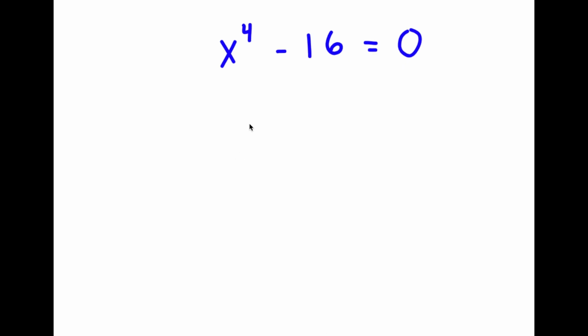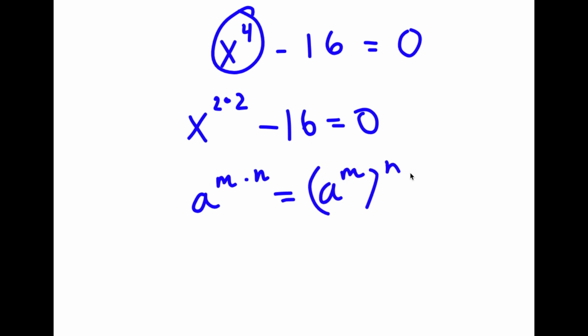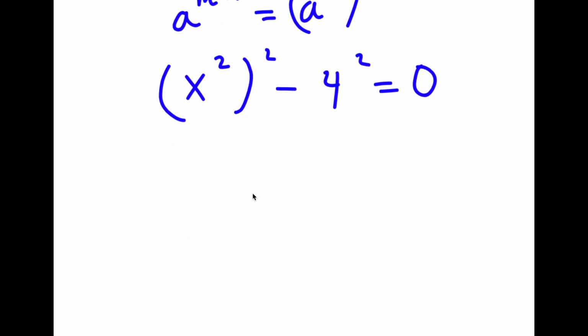Alright, so in this problem, I have x to the power of 4 minus 16 is equal to 0. So what I'm first going to do is rewrite x to the power of 4 as x to the power of 2 times 2. And if I have something in the form a to the power of m times n, this is equal to a to the power of m to the power of n. So x to the power of 2 times 2 is going to equal x to the power of 2 to the power of 2. Now I have this minus 16, which is the same thing as 4 to the power of 2, is equal to 0.